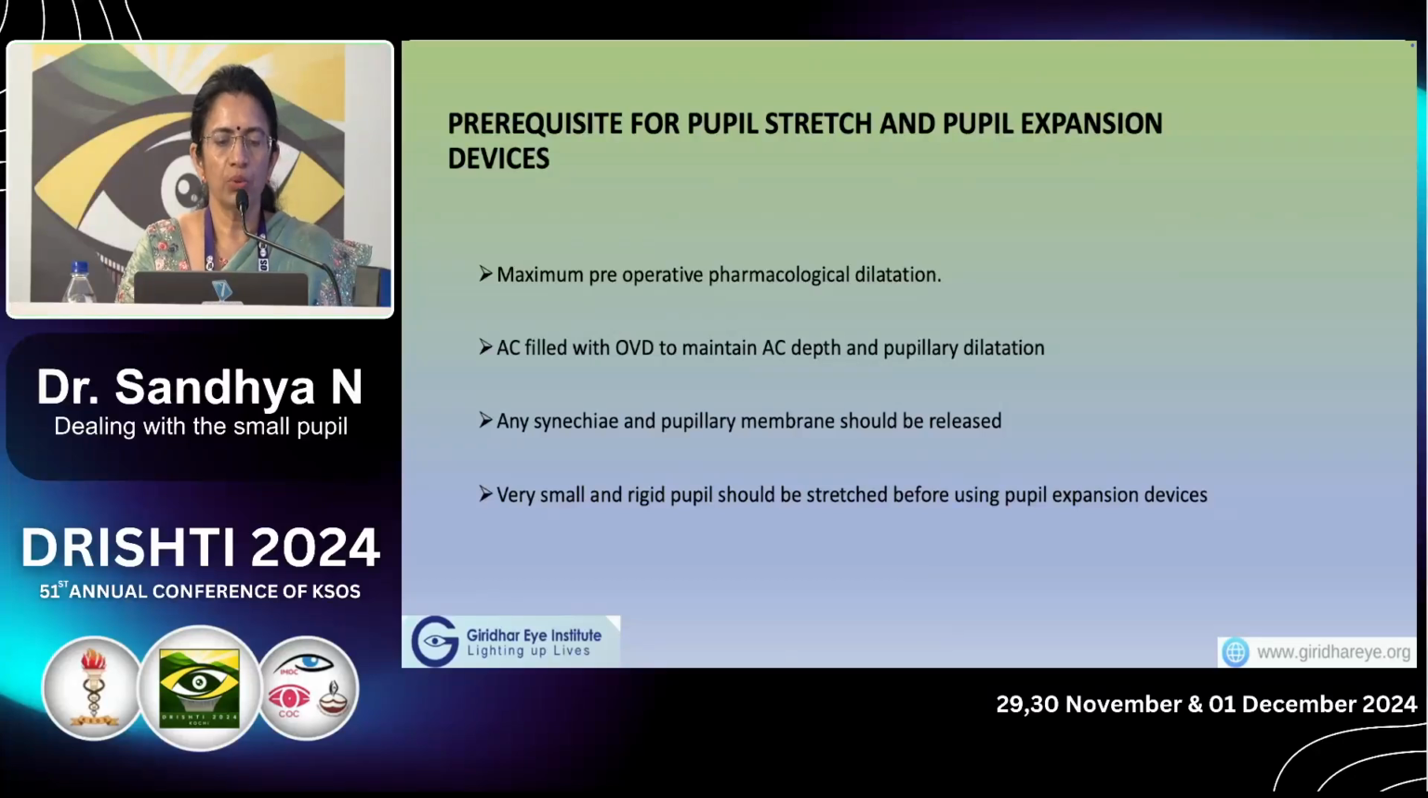So what are the prerequisites for pupil stretch and use of expansion devices? Maximum preoperative pharmacological dilatation should be attained. The anterior chamber should be filled with OVD to maintain AC depth and pupillary dilatation. Any synechiae and pupillary membrane should be released. And a very small and rigid pupil should be stretched before using these expansion devices.